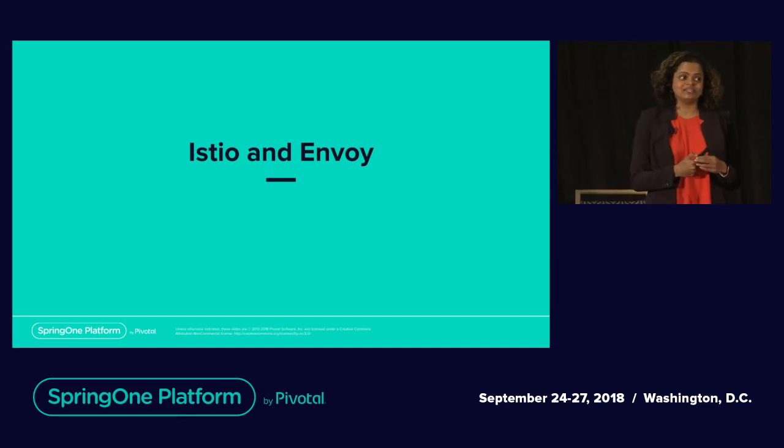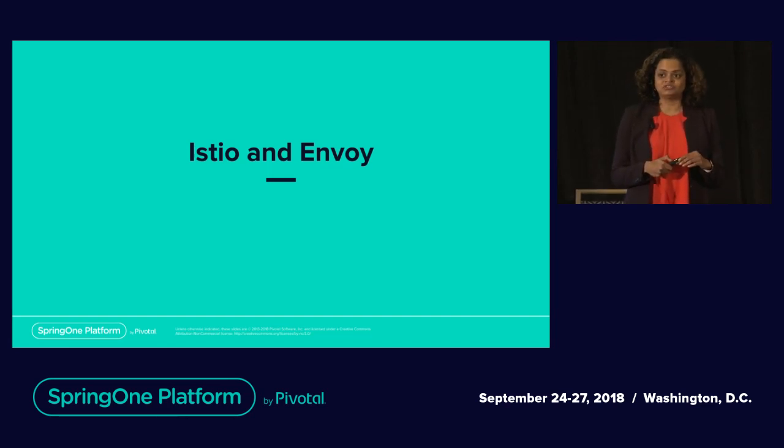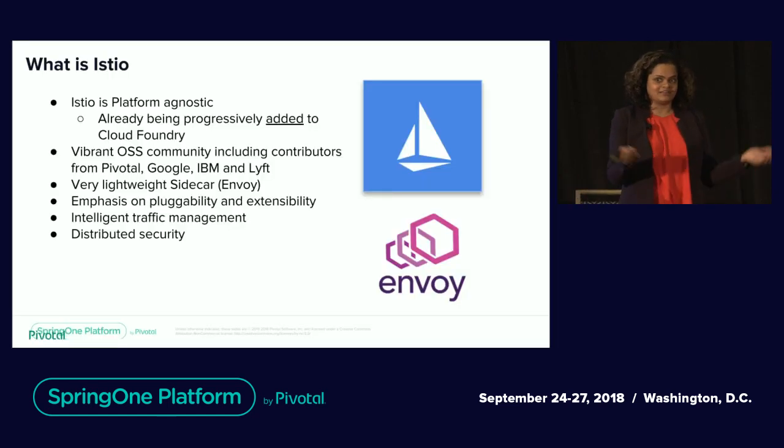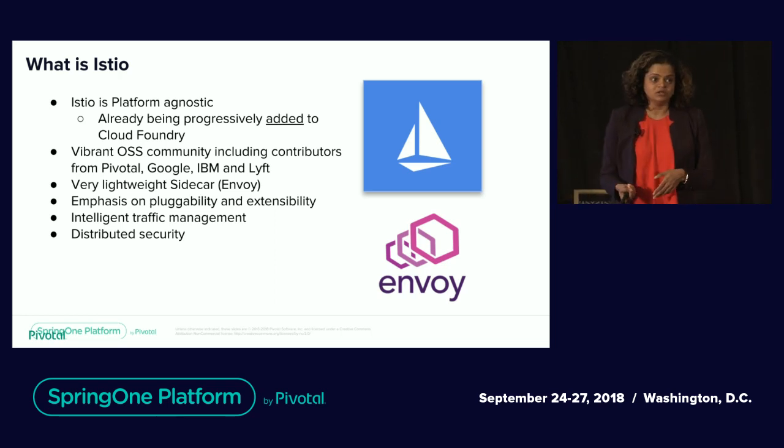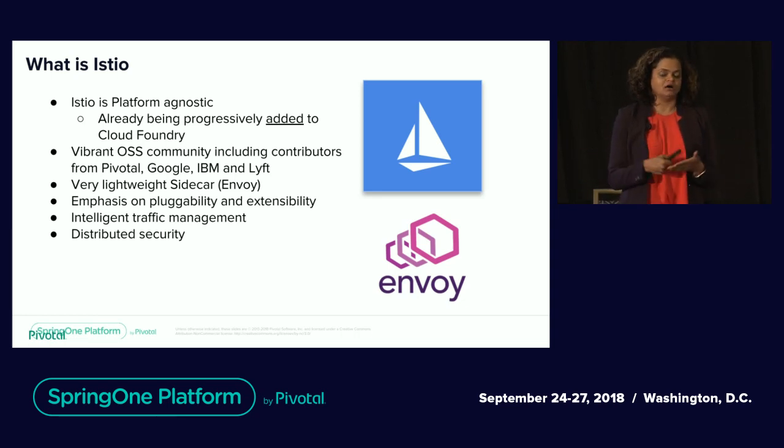All right, so let's get into Istio and Envoy, which is a specific example of a service mesh, right? So what is Istio? From the show of hands, I guess everyone here should know what Istio is. So Istio is a platform agnostic service mesh, and it's been actively integrated into Cloud Foundry. Shannon and Sri will talk a lot more about how we're integrating it into Cloud Foundry. There's a very active open source community with a lot of contributors. Google and IBM are some of the main contributors. Lyft contributed Envoy, and then Cloud Foundry Pivotal has also been working on Istio.